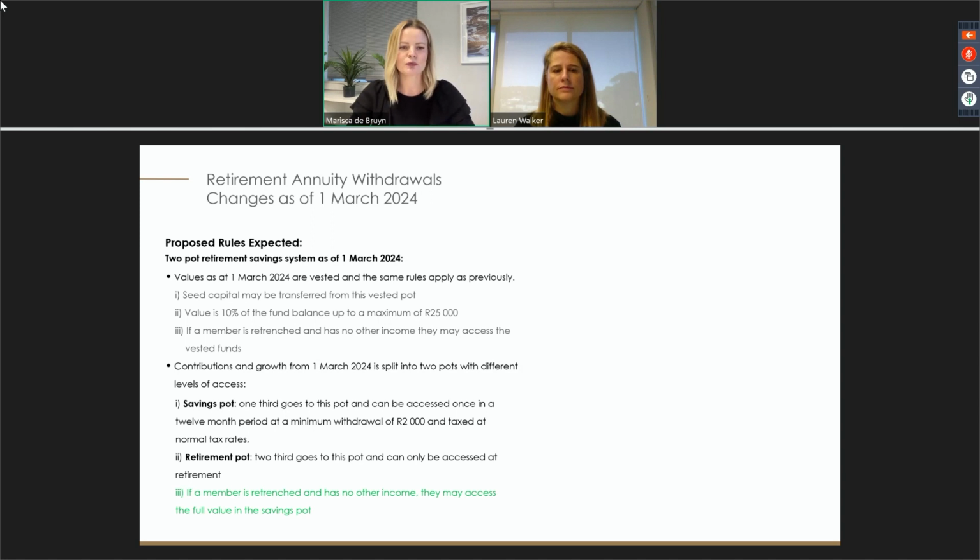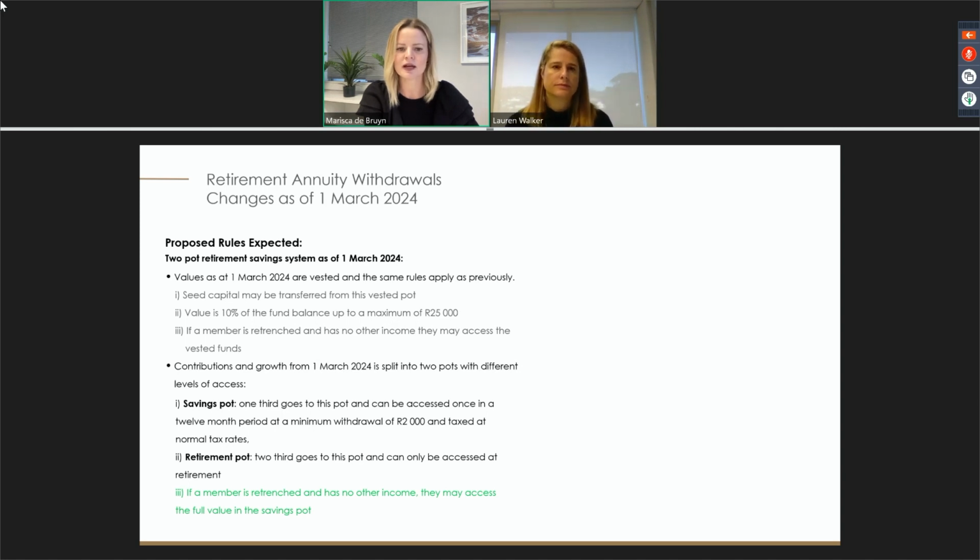Just a few more rules: in your vested part, so the value that you had on the 29th of Feb 2024, they will be allowing seed capital, and that would be 10% of the value of your fund, but only to a maximum of 25,000 Rand.